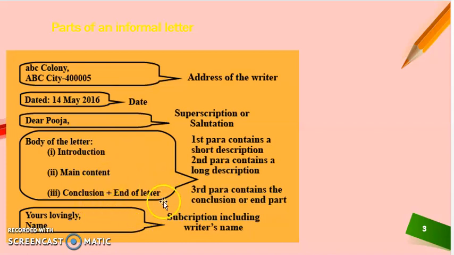In the end of the letter, you can sign off saying, I'll be waiting for your reply, write to me soon. Take care, bye bye. So you can write all these things in the end of the letter. Once you write this, again you will leave 1 or 2 lines and you will write yours lovingly, or you can write your best friend, your son, your daughter, and your name. So this is the format of your informal letters.